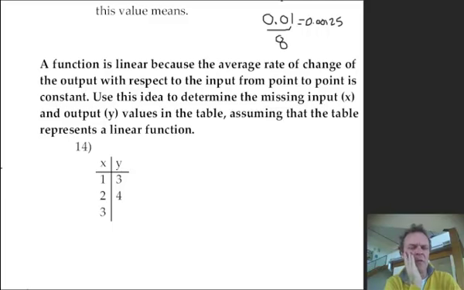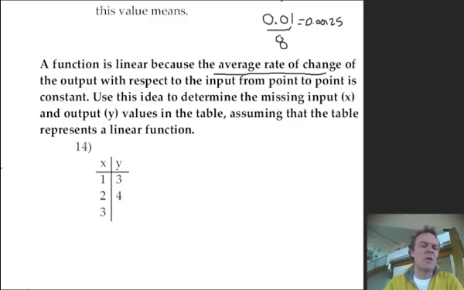Okay, let's just jump to the chase on this one. Again, it's the average rate of change. Okay, the average rate of change. Again, that's in slopes again. Average rate of change. Output, input. Determine the missing input and output values in the table.